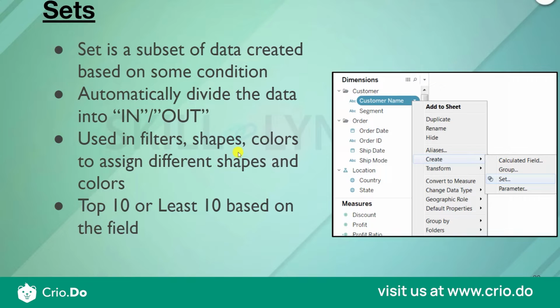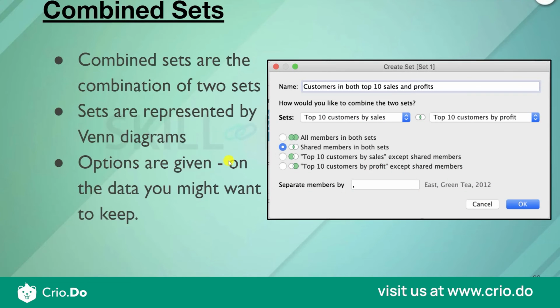The parameters you have inside a set are in and out, and these sets can be used in filters, shapes, colors to assign different shapes, etc., to assign different colors also. If you want to filter out a particular set of data in your visualization, then you can use this set in the filter. So the most common example of using a set is top 10 or the least 10 inside the field. What is a combined set?